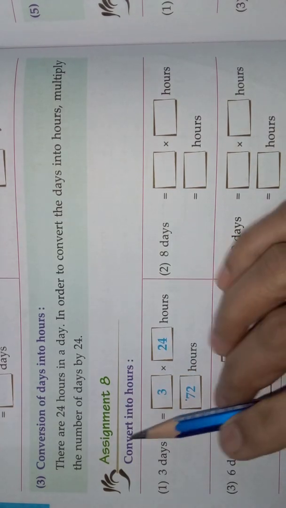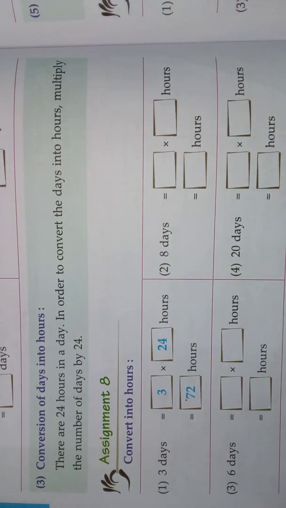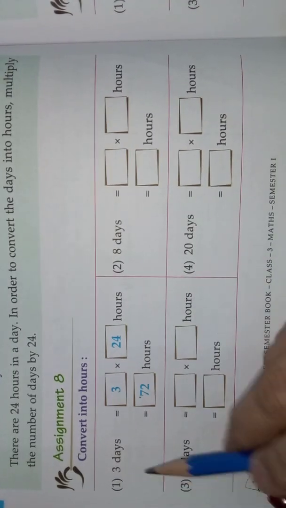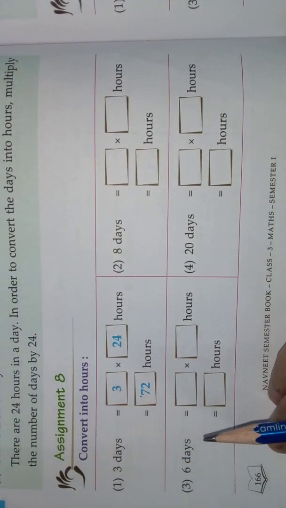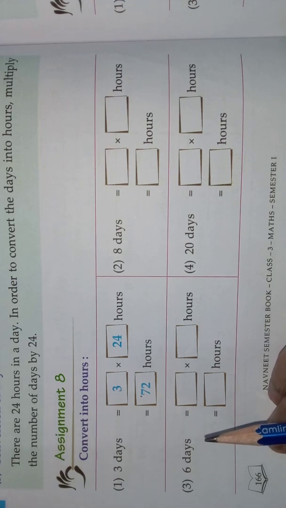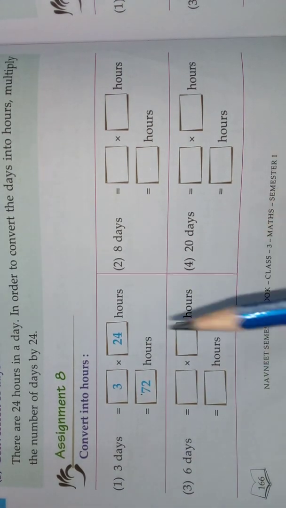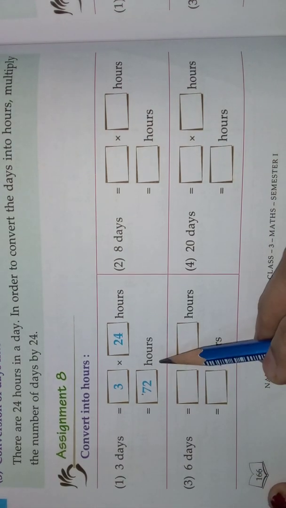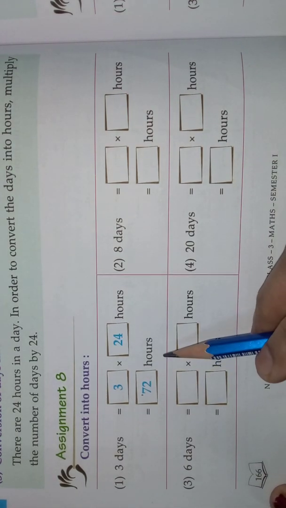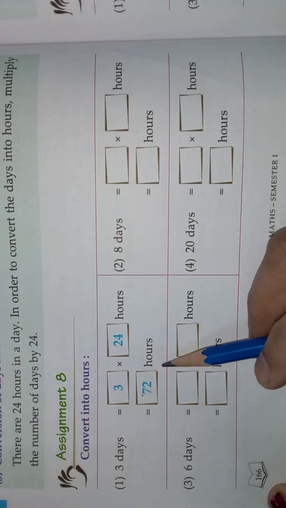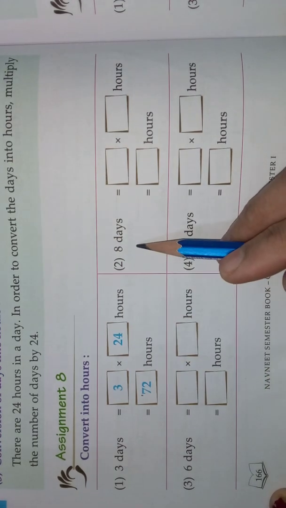Come, we'll see Assignment 8. Convert into hours. Look here, 3 days. How many hours are there in one day? 24 hours. So, how many hours will be there in 3 days? That is nothing but 3 into 24. That is 72 hours. Okay, understood children? Come, we'll see the second problem.